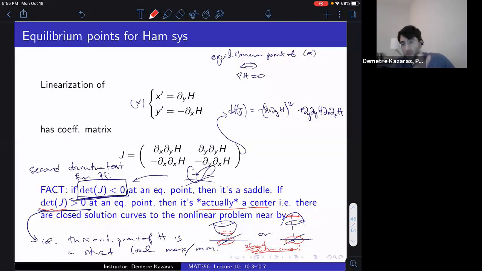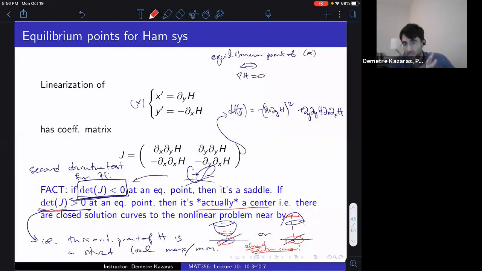So that is the important fact for Hamiltonian systems: their linearizations are special because they are basically the Hessian, which is the second derivative matrix of a function of two variables. And from that knowledge, you can use the second derivative test to conclude things about the nature of the equilibrium point.